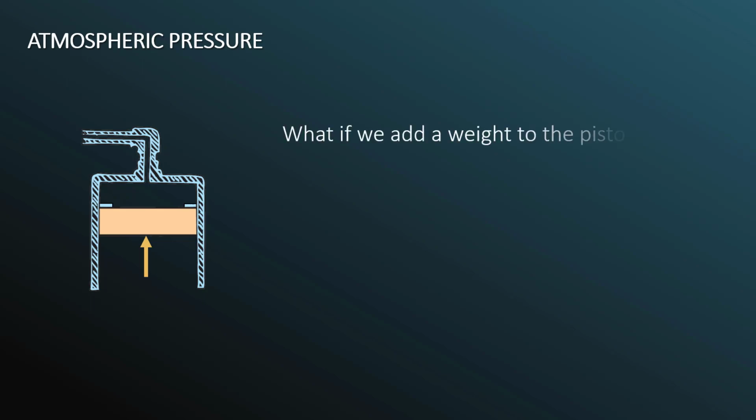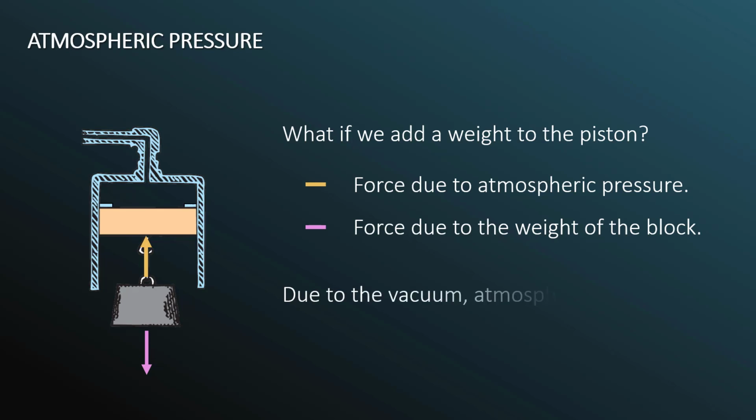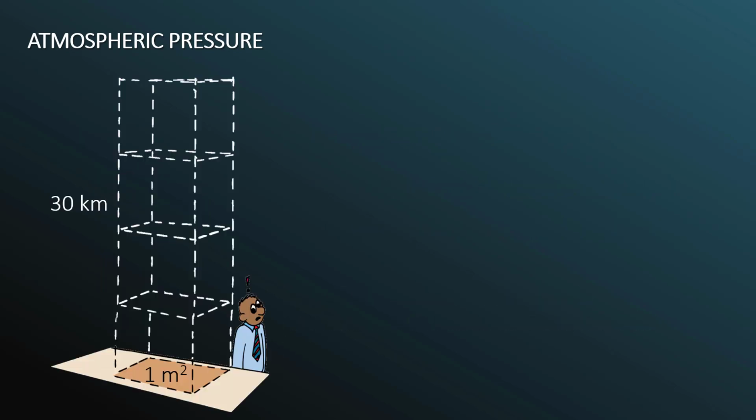So what if we add a weight to this piston? Well, what we see is that the force due to the atmospheric pressure is countering the force due to the weight of the block. So due to this vacuum, atmospheric pressure creates force that can hold the weight. And just as with water, as was already mentioned, pressure exerted against bodies immersed in the atmosphere results from the weight of air pressing from above.